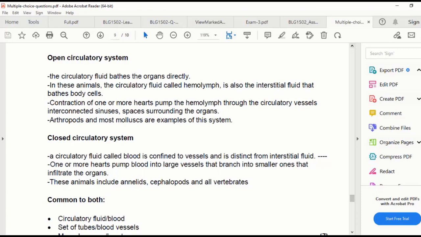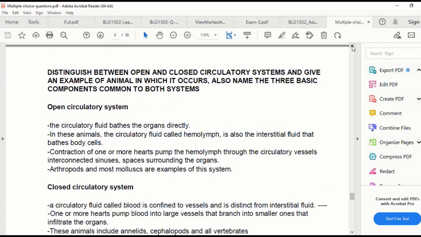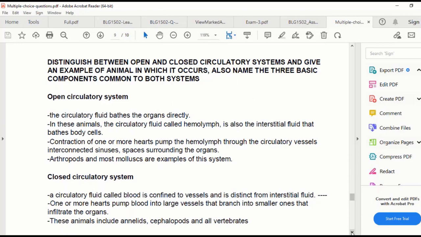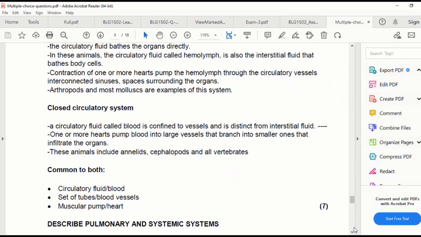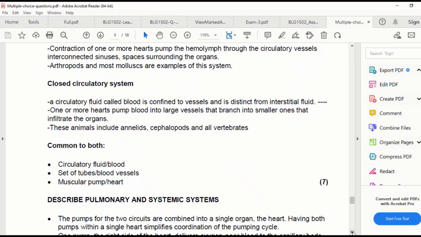And the next part of the question also said to name the three basic components which are common to both systems. I think, if my memory is serving me correctly, we did a similar question like this last week, which tells most of you that you might actually be greeted by it in your exam. And when it greets you, you should greet it back because it's 7 marks. So the things which are common are circulatory fluid, blood, a set of tubes which are blood vessels, and a muscular pump.